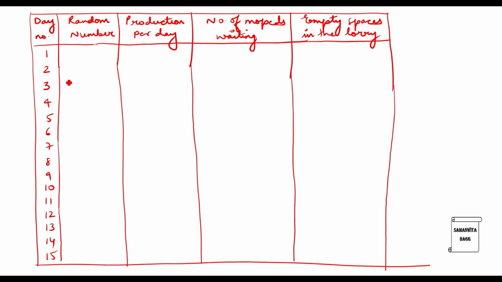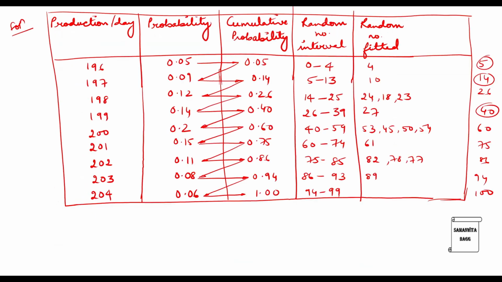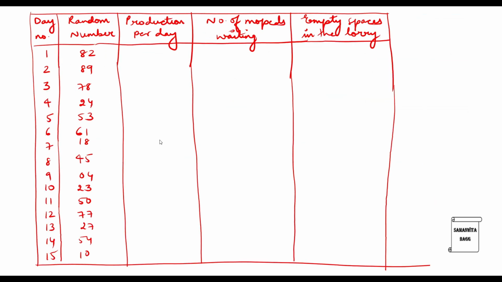Now let's write down the random numbers that are given in order. The first value is 82, 89. Now we will talk about the production per day. For that we have already written the random numbers. So you just have to read from this table. 82 production per day will be 202. For 78 it is 202. For 77 it is 202. Accordingly you can see the numbers and the production per day and fill up this column.